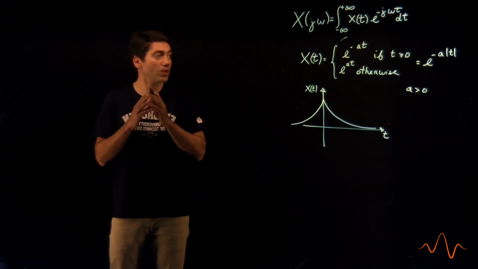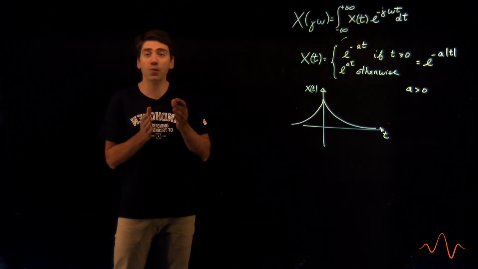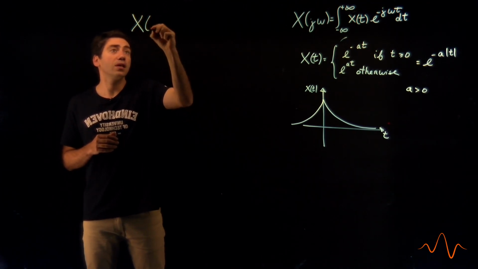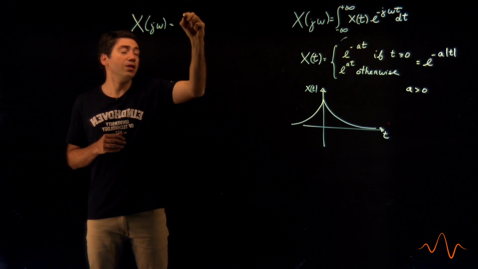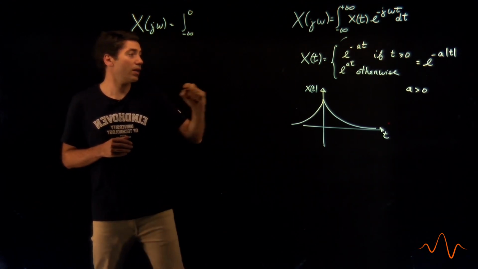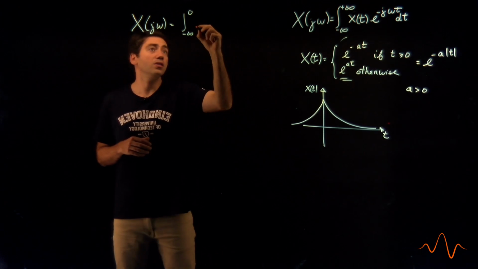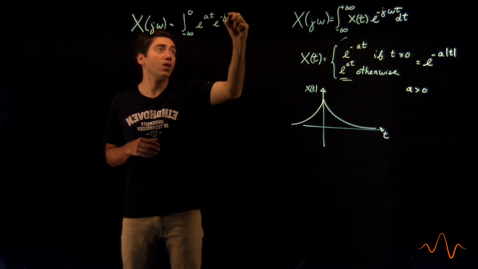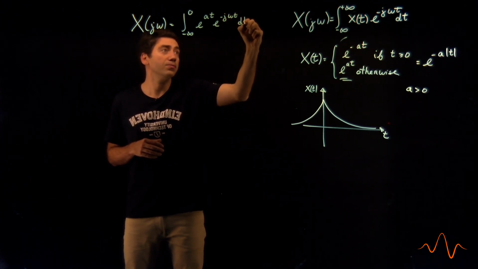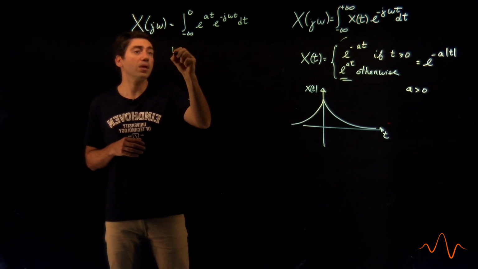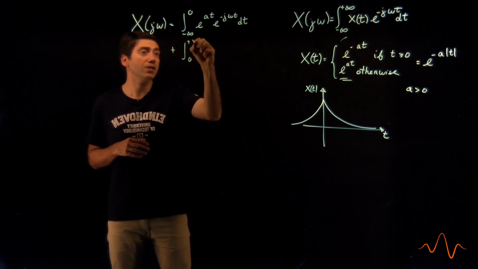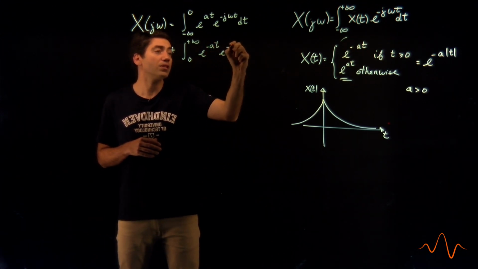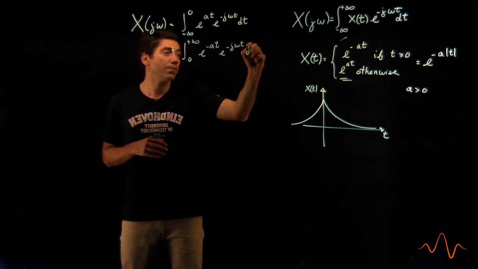So we're just going to partition this into two integrals, from minus infinity to 0 and from 0 until plus infinity. So we're going to get X(j omega) is going to be the integral from minus infinity to 0, and in this integral I can use this expression here. So it's e to the power of a t, e to the power of minus j omega t dt, plus the integral from 0 to plus infinity of e to the power of minus a t, e to the power of minus j omega t dt.